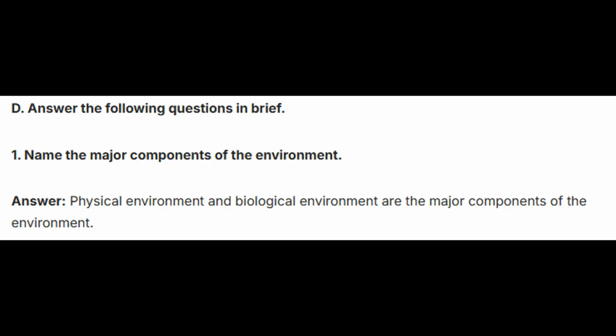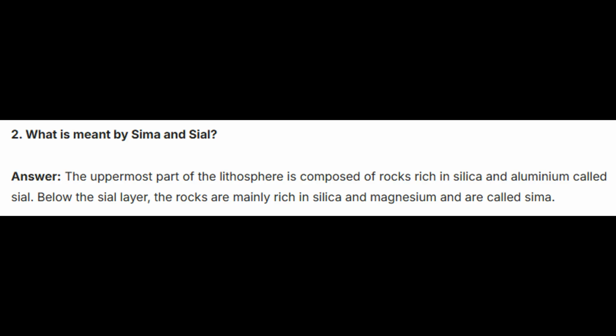D. Answer the following questions in brief. First, name the major components of the environment. Answer: physical environment and biological environment are the major components of the environment. Second, what is meant by Sima and Sial? Answer: the uppermost part of the lithosphere is composed of rocks rich in silica and aluminium, called Sial. Below the Sial layer, the rocks are mainly rich in silica and magnesium and are called Sima.